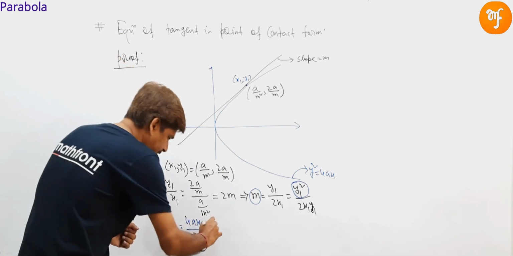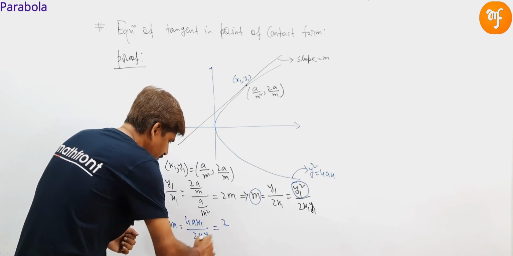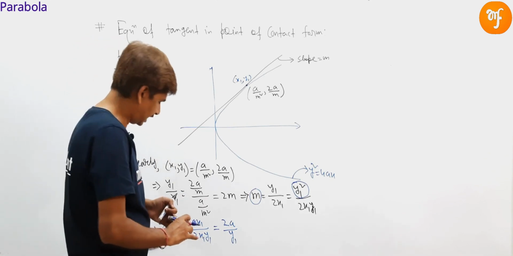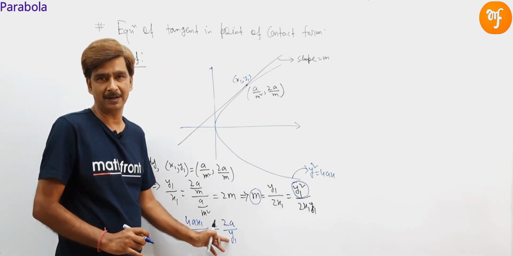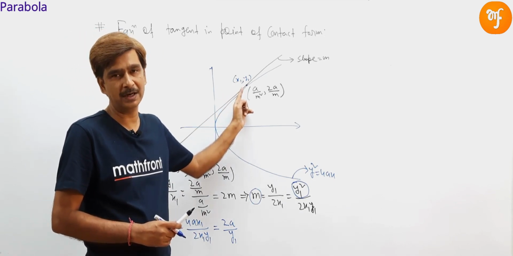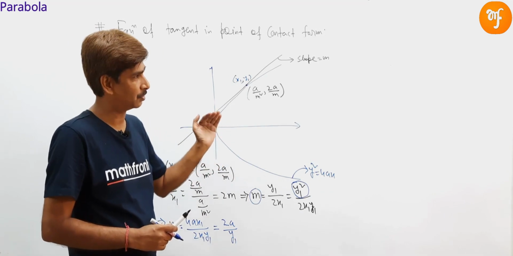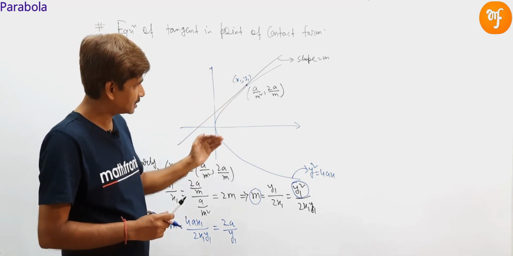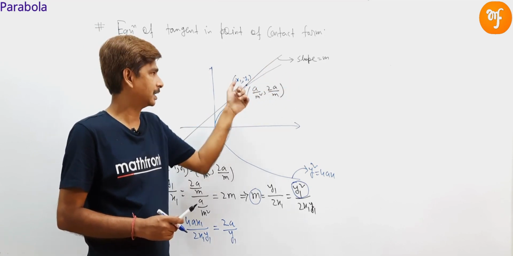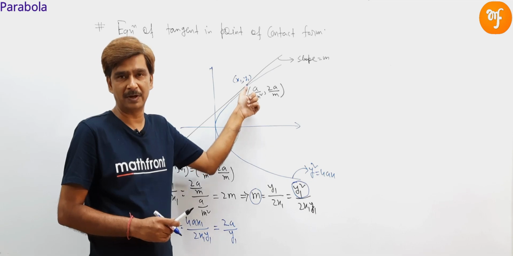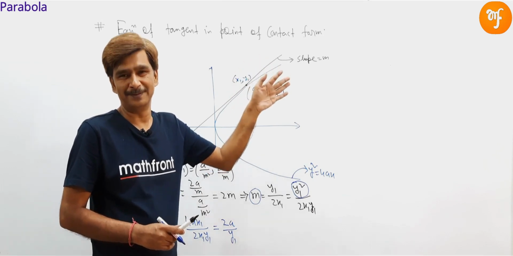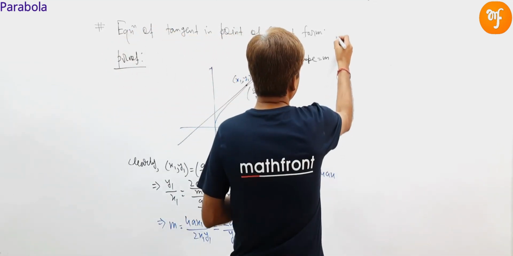So, what is m? m will be 2a divided by y1. So, we get the value of m is 2a by y1. So, the slope of the tangent drawn at the point x1 comma y1 can be written as 2a by y1. Now, come to the equation of the tangent. As we already have the slope of the tangent, and the tangent is passing through the point x1 comma y1, we can write the equation of the tangent in point slope form.